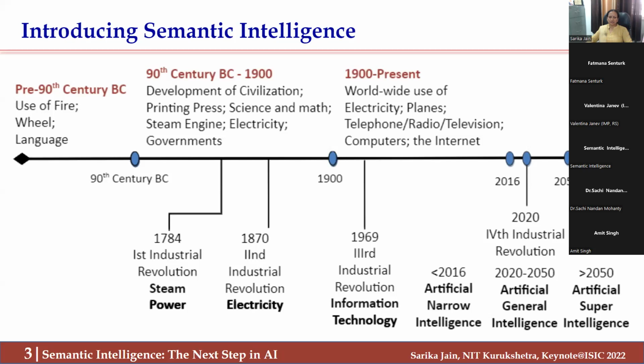Starting with introducing semantic intelligence, as you can see, the timeline is there. Starting from the pre-90th century BC, use of fire, wheel, language, then development of civilization, and so on. If we come to the very last slot, you can see 2016 to 2050. 2020 was the fourth industrial revolution, and 2020 to 2050, we can say, artificial general intelligence. It is 2022 right now. Artificial narrow intelligence started in 2016.